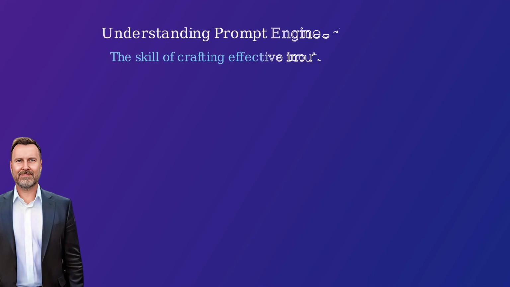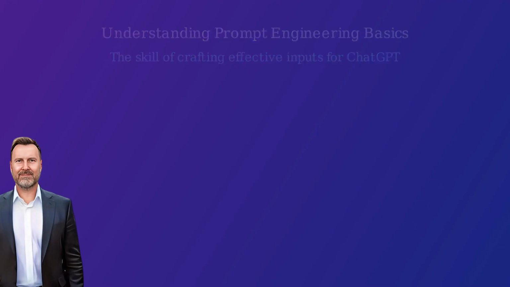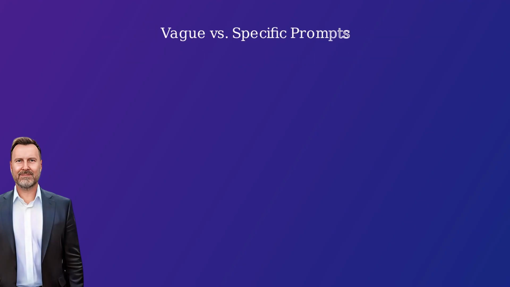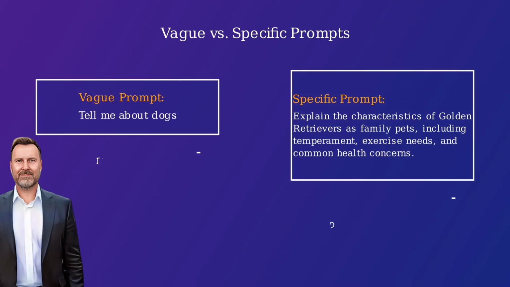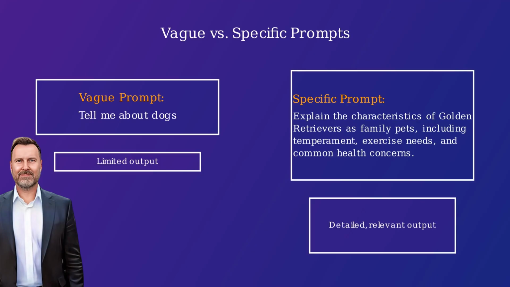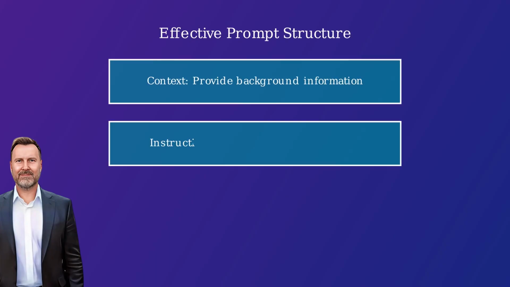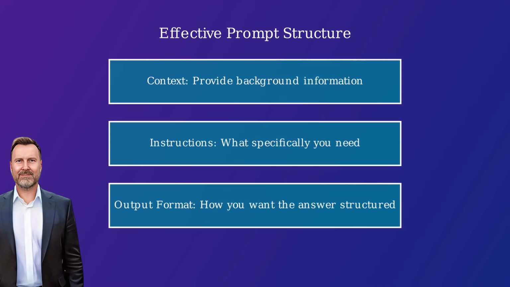Prompt engineering is the skill of crafting effective inputs for ChatGPT to get optimal outputs. Clear, specific prompts yield better results than vague ones. Compare a vague prompt like, "Tell me about dogs," with a specific one that details exactly what you want to know about golden retrievers. An effective prompt has three key components: context, specific instructions, and desired output format.